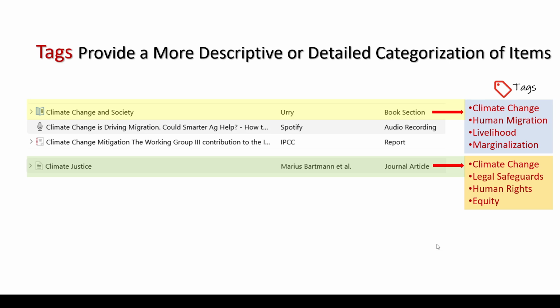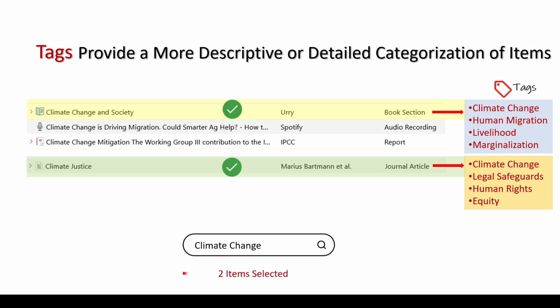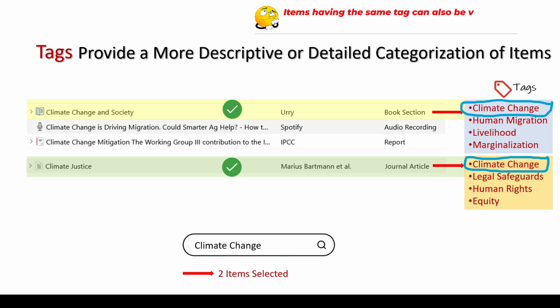Now, one good thing with tags is that once you have tagged an item with appropriate keywords, you can then search for relevant items. So say, for example, in my search box, if I just type in a keyword like climate change, the moment I press the search button, you will see that 2 items have been filtered out of my library. And I'm now looking at just 2 items. And as is evident, these items have been selected because both of them have a tag called climate change, which was my search term.